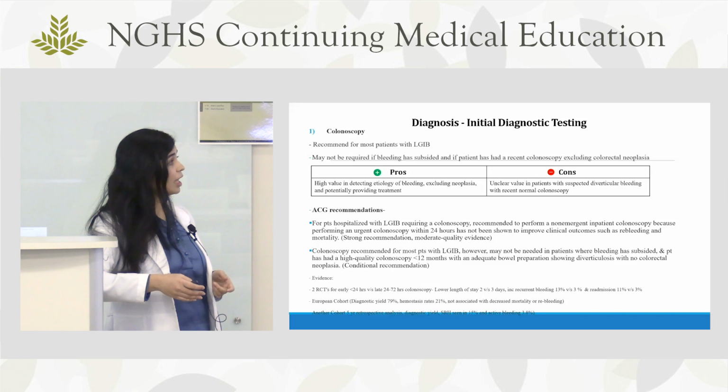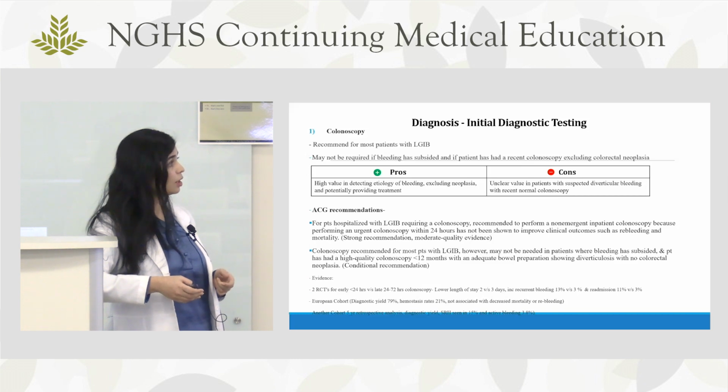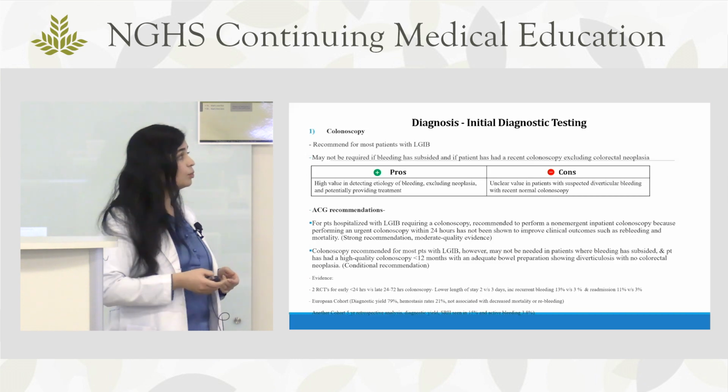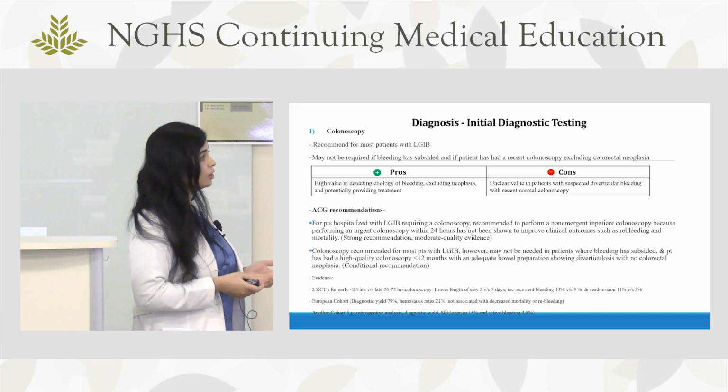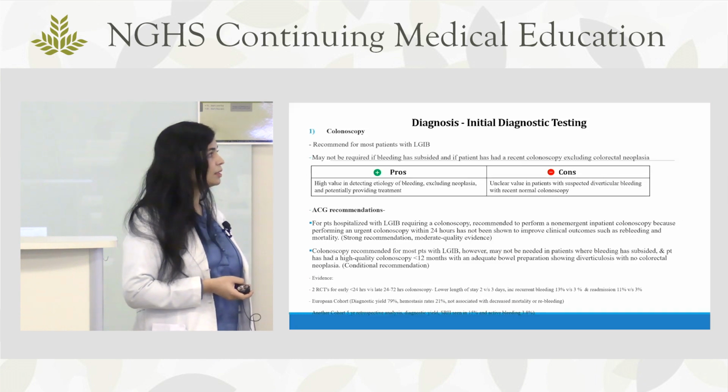Yes, it is of high value because it's not just diagnostic, it's therapeutic too. Once you see something, you can do something about it while you're doing the colonoscopy. And as I said, the con would be that it's of unclear value if they've had a normal colonoscopy recently.